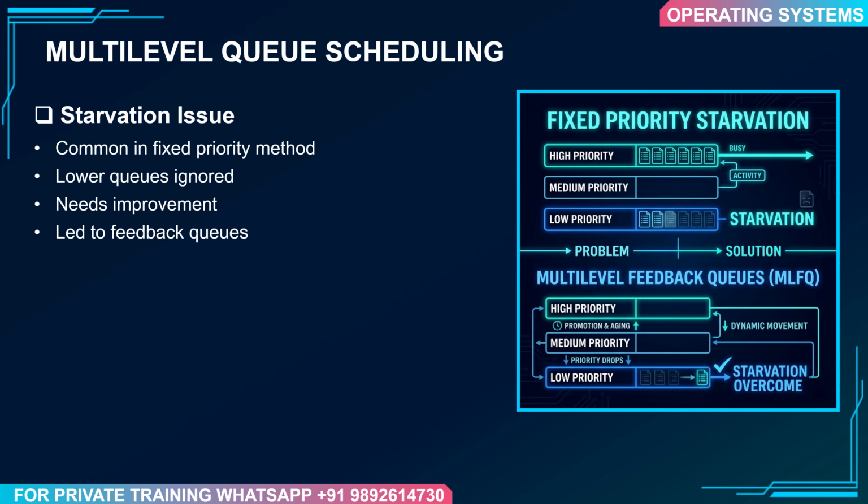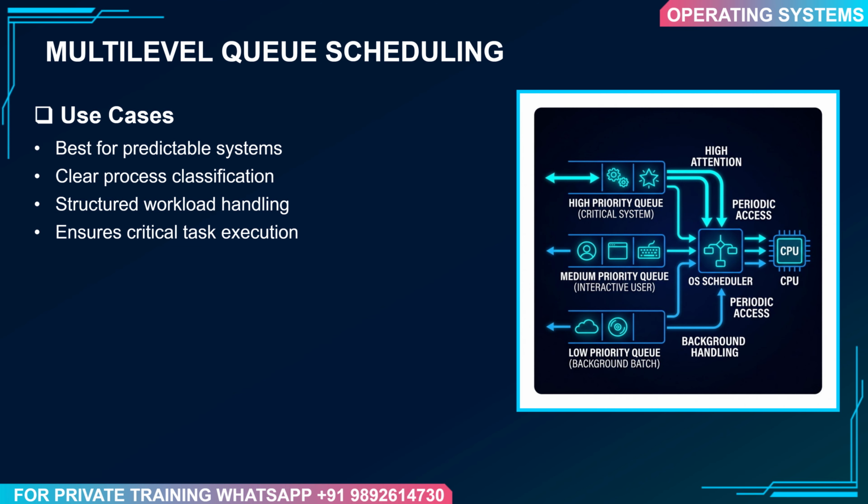Another issue is starvation, especially in fixed priority scheduling between queues. Lower priority queues may suffer if higher priority queues are always active. This is why more advanced techniques like multi-level feedback queues were introduced later to overcome these problems. Despite its limitations, multi-level queue scheduling is very useful in systems where process types are clearly defined and predictable. It provides a structured way to handle different workloads and ensures that critical tasks get the attention they need without completely ignoring others.